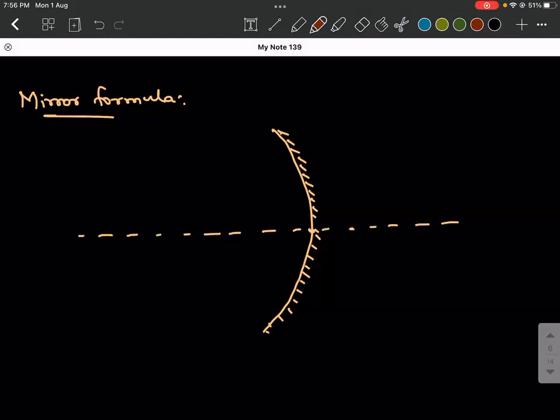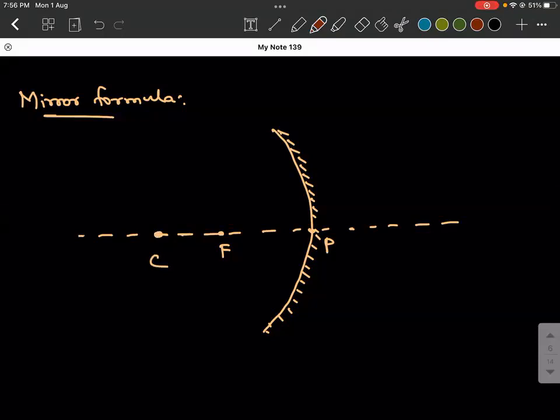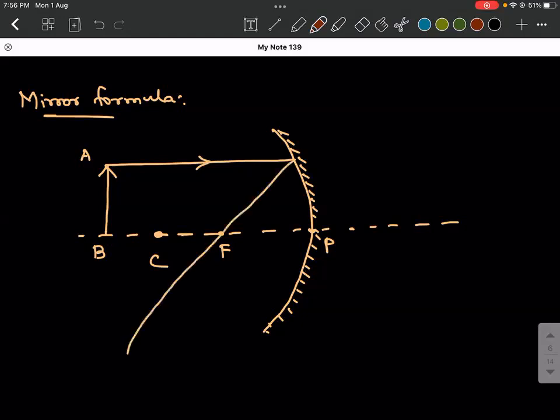So if I take this to be the pole, this to be the focus. Before I explain the mirror formula, I have to explain the ray diagrams. So I'll draw the diagram. Let's say you have considered an extended object that is placed beyond the center of curvature. So when you take a ray parallel to the principal axis, after reflection it will pass through the focus.